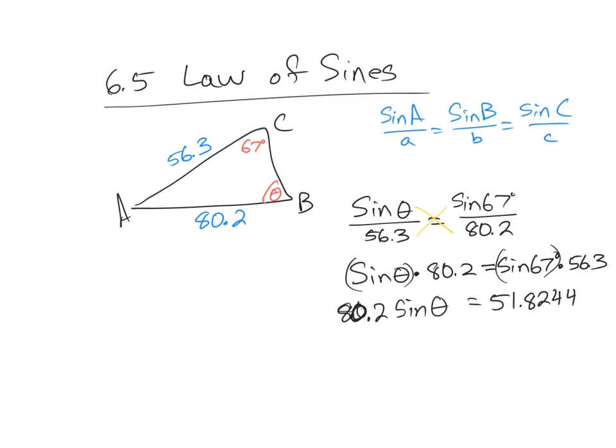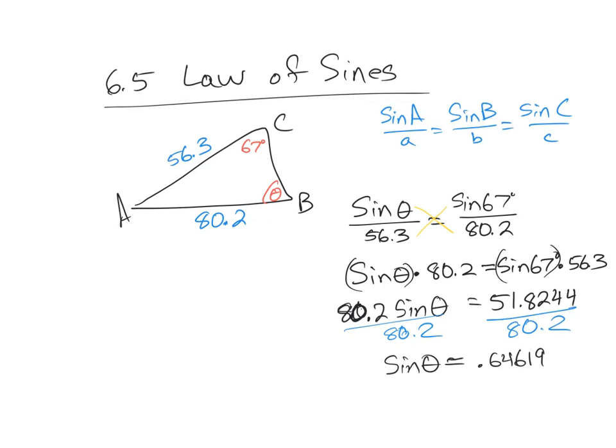How do I solve for the sine of theta? You divide off the 80.2, right? And that'll give me my answer of the sine of theta. Still not the answer though. So 51.8244 divided by 80.2. This is just the algebra part. You set up the proportion and the cross multiply.